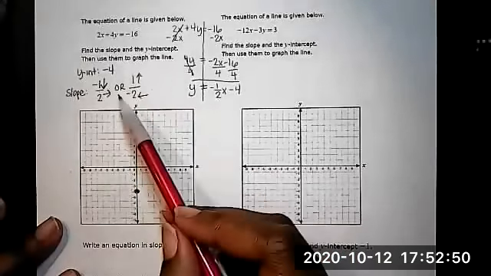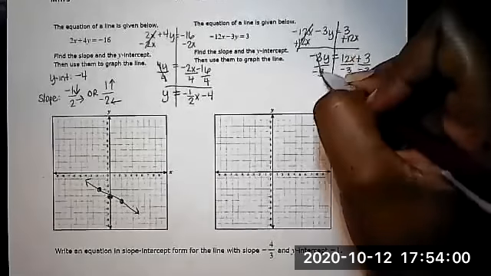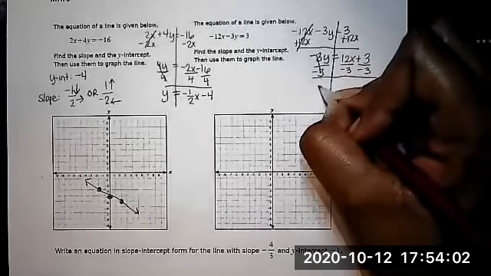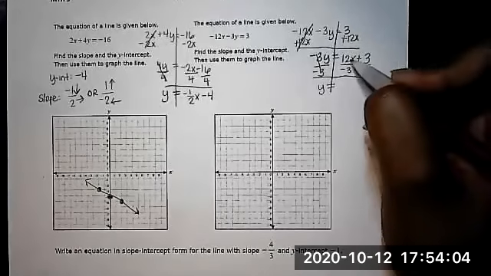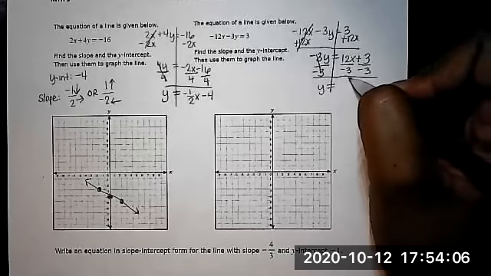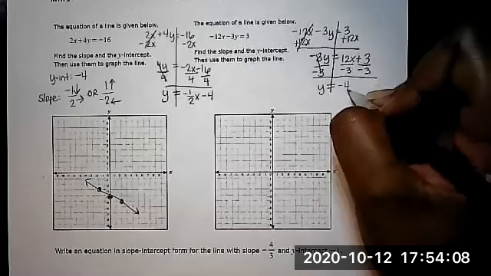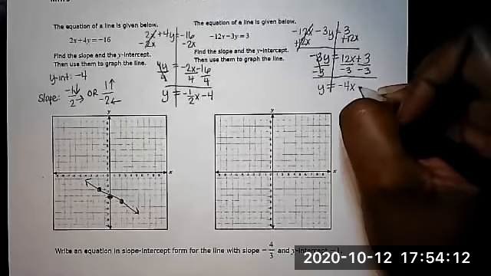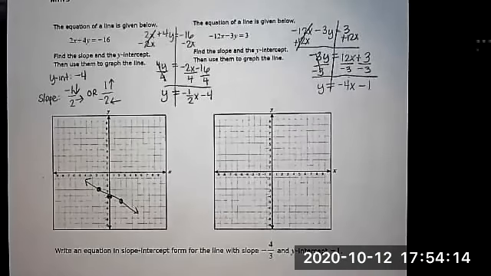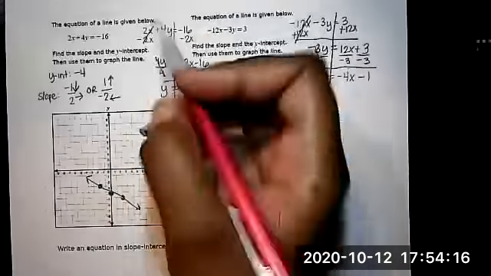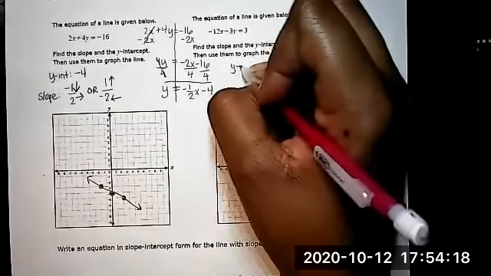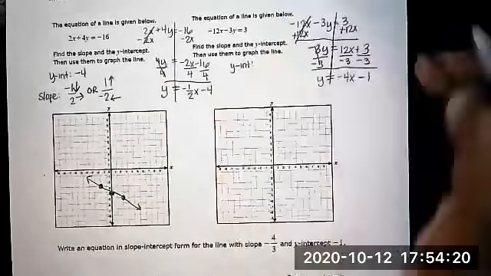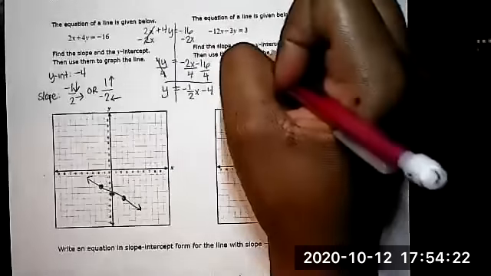Divide by -3, because we're getting rid of everything except y. So we're getting rid of that by dividing. That becomes y equals 12 divided by -3, -4x. And then 3 divided by -3 is -1. Okay. Our y-intercept, or b, is where you start with graphing, and that is going to be -1.